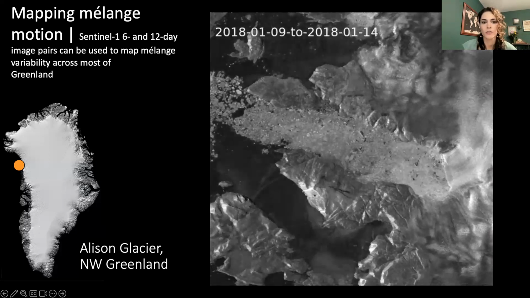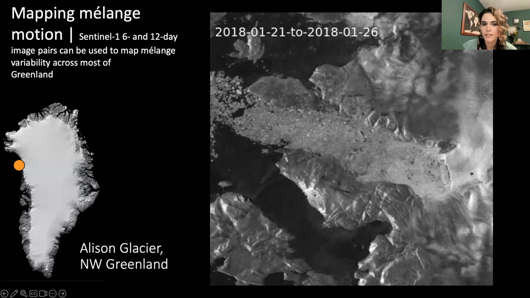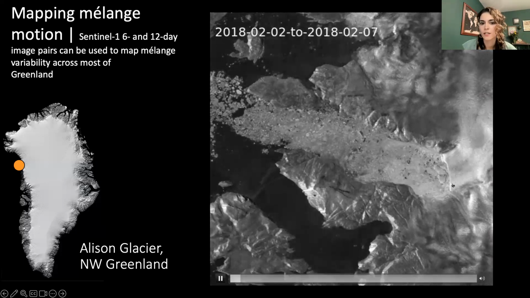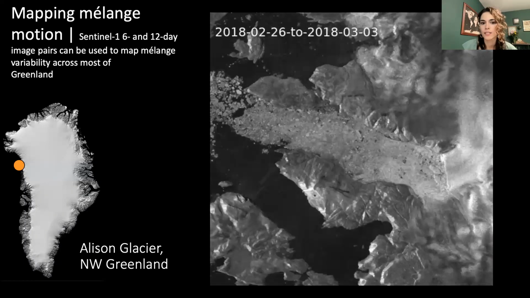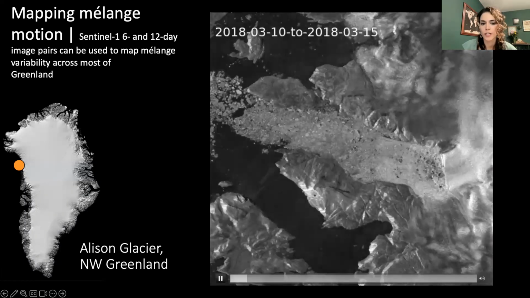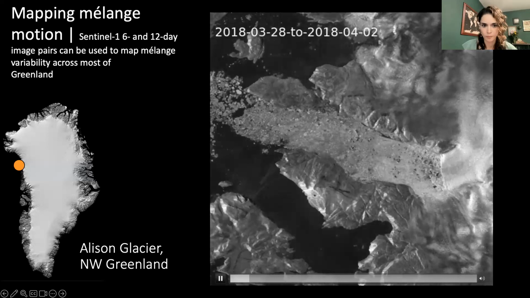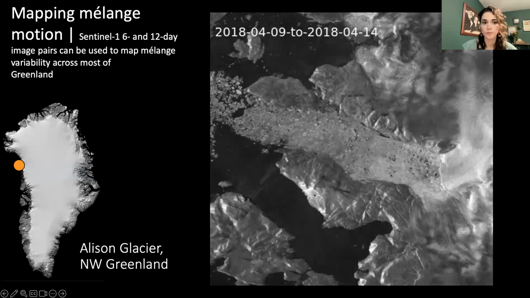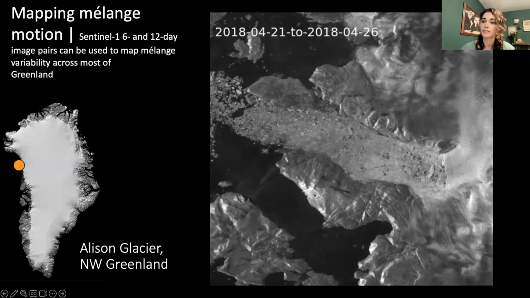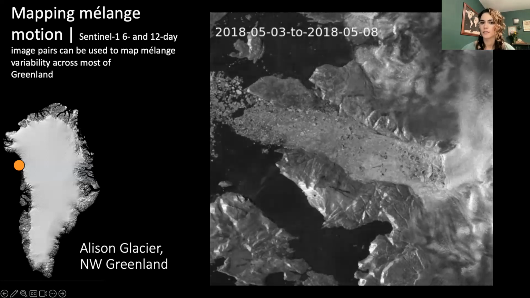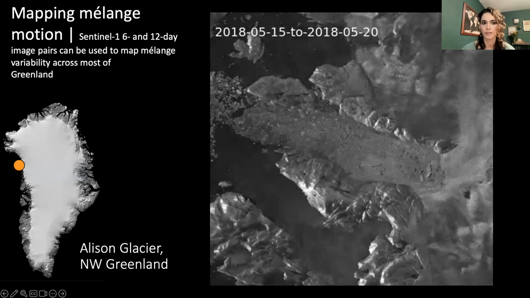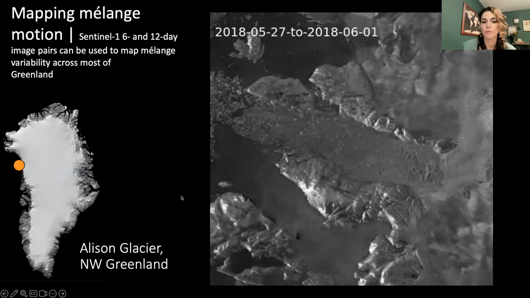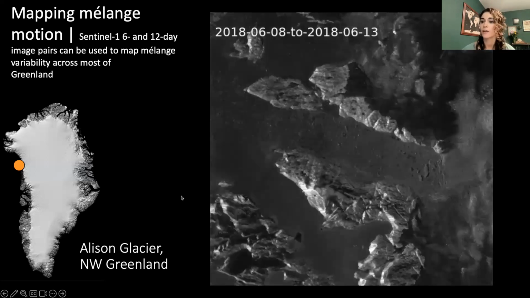Allison Glacier is in Northwest Greenland. The calving front is right here. That's where the ice breaks off from the ice sheet. You'll see there actually are a couple of really large icebergs. A couple of them actually just broke off, but it takes some time. Every image here is about 6 days, so months of time are lapsing as we go through this animation. Those icebergs hang around for quite a while.